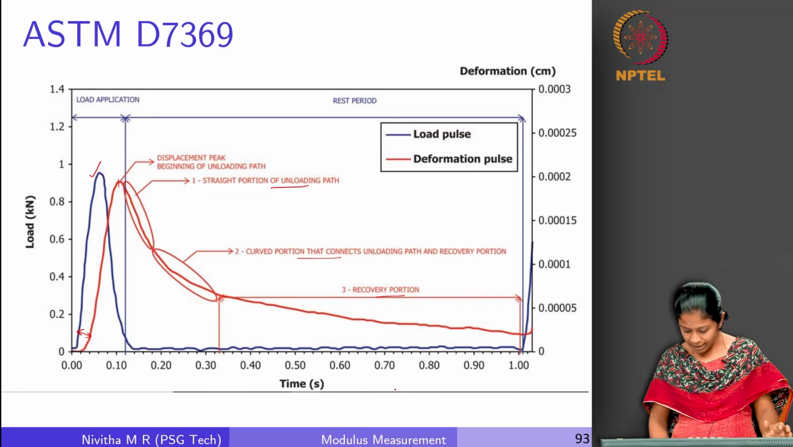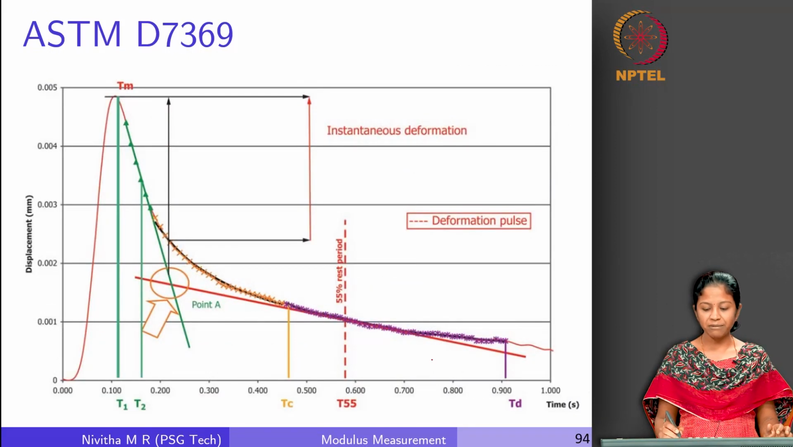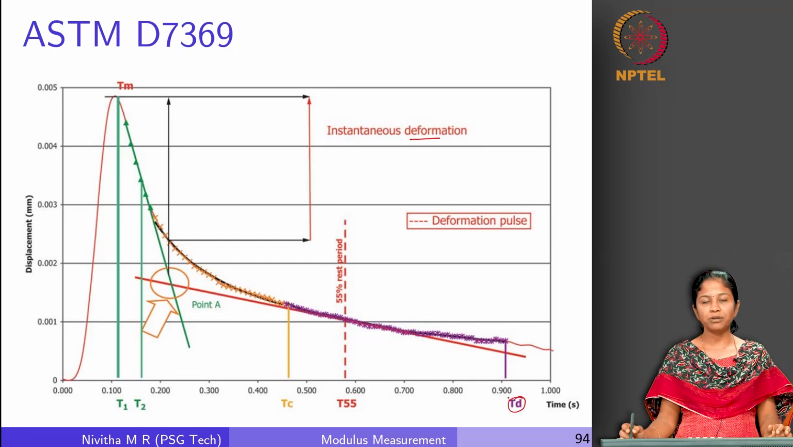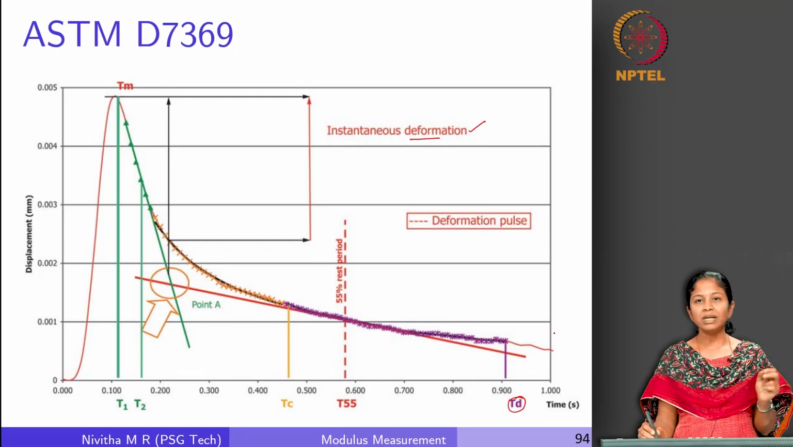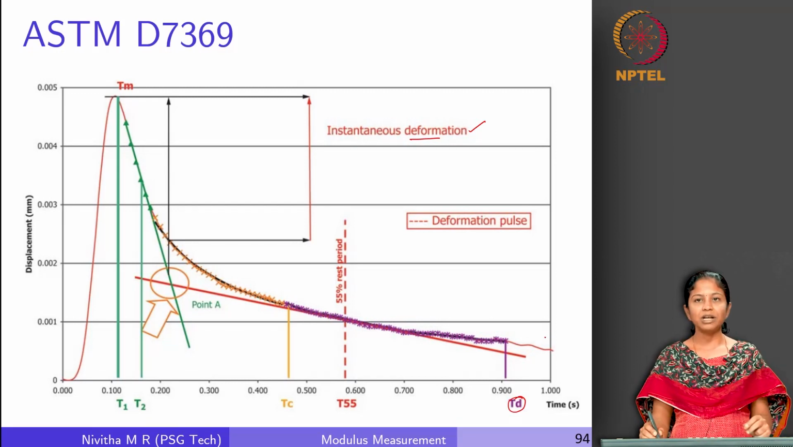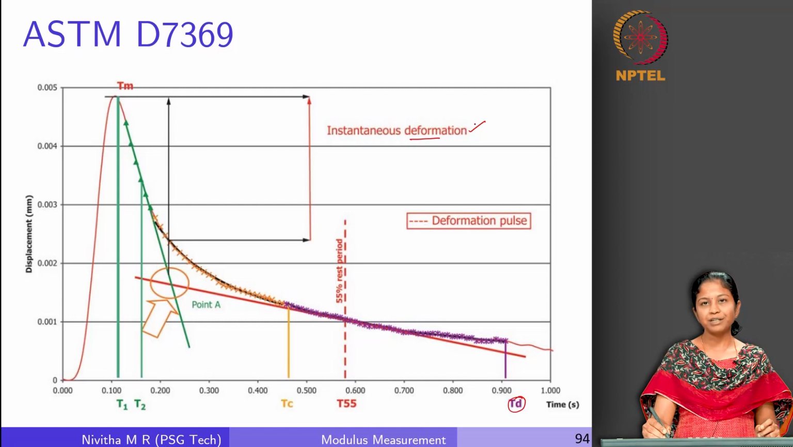So, let us skip all this and go to this plot wherein we are defining the instantaneous deformation and total deformation. If you recollect the 4123 procedure, we had 2 parameters, one is the instantaneous deformation and the second parameter is the total recoverable deformation. Here the calculation is defined with the instantaneous deformation and the total deformation. Now, we will see how to compute the instantaneous deformation.